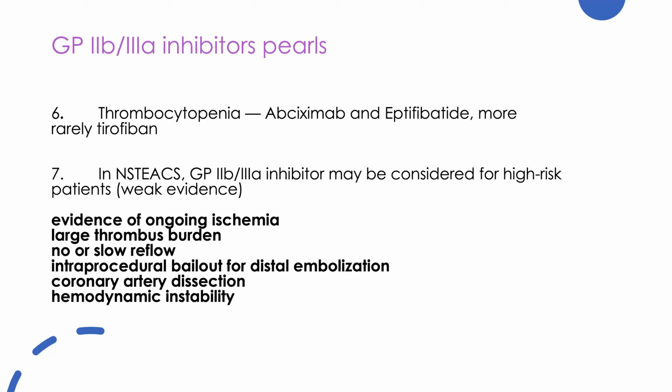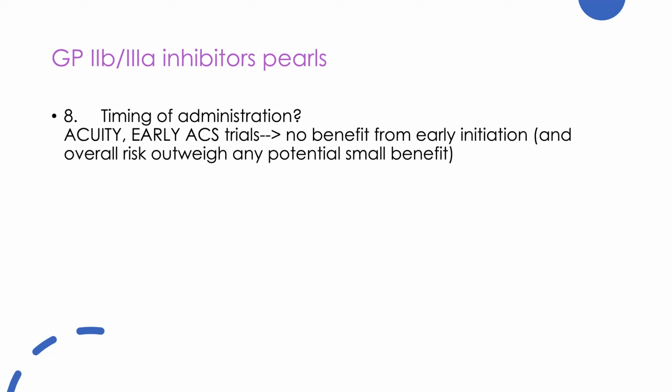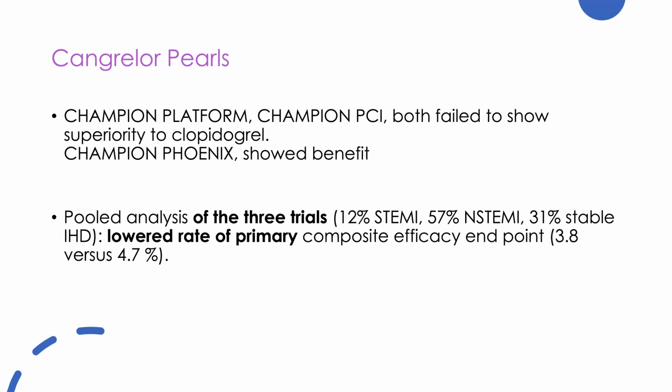Keep in mind the thrombocytopenia, 1 to 2%. In patients with PCI, if you have a large thrombus burden, low reflow, no reflow, or slow reflow, or you have ongoing ischemia, as we said, or intraprocedural bailout, okay, reach to your pocket, you have these agents. You can use them. Weak evidence, though. Weak evidence. Timing of administration: you don't have to do it upstream at the time of your PCI. You have an increased risk of bleeding and not much difference in outcomes.